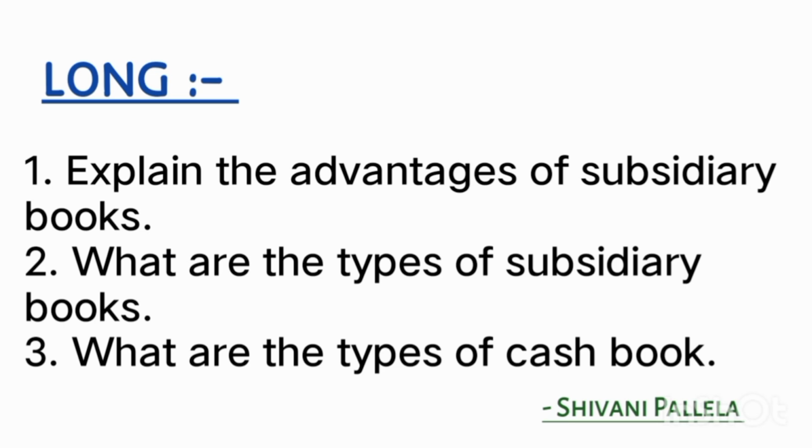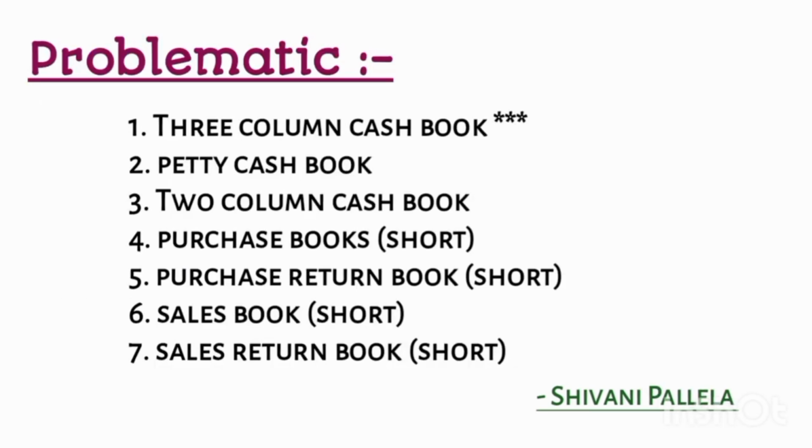So you are having chances to get theory as well as problematic. If they ask problematic, the 3 column cash book is a compulsory problematic question in part B. So my suggestion to you all is you should be perfect with problematic. Don't keep too many hopes on theory. As it is a problematic subject, you will get 80% problematic in the question paper.